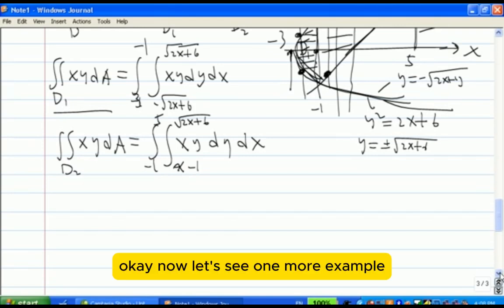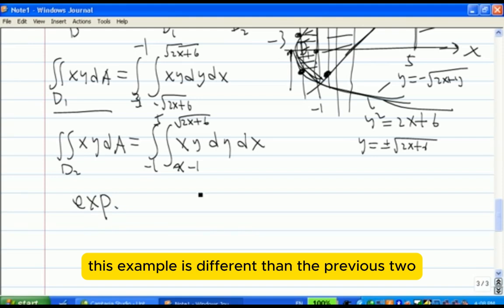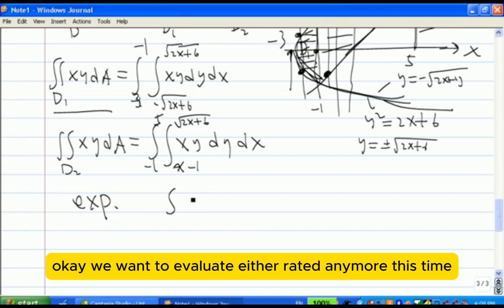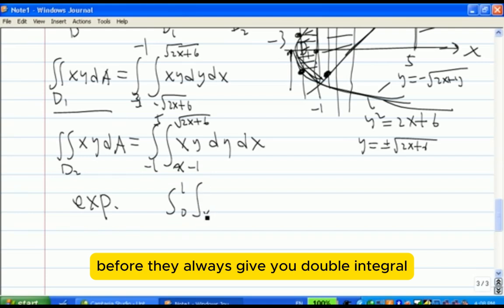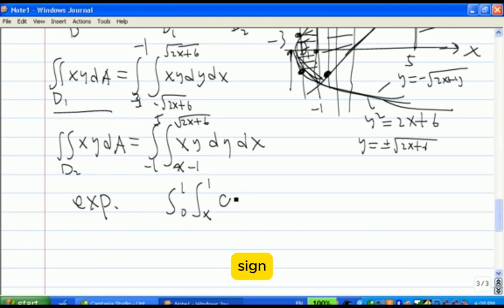Now let's see one more example. This example is different than the previous two. We want to evaluate an iterated integral this time. Before, they always give you a double integral and want you to calculate that, so you have to write it as an iterated integral. Sine y squared dy.